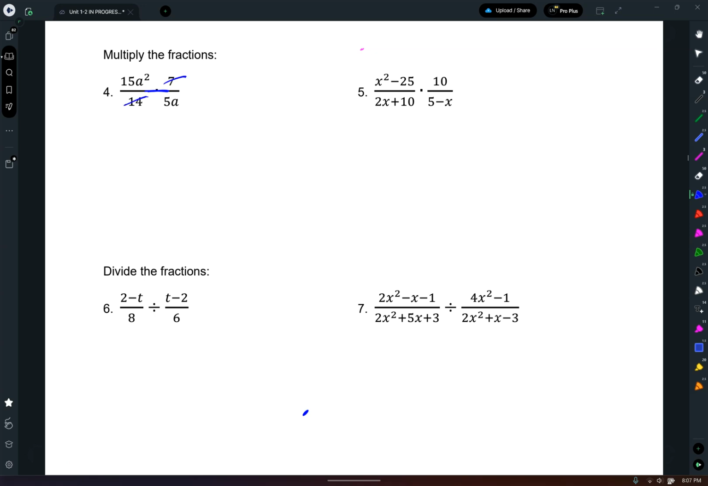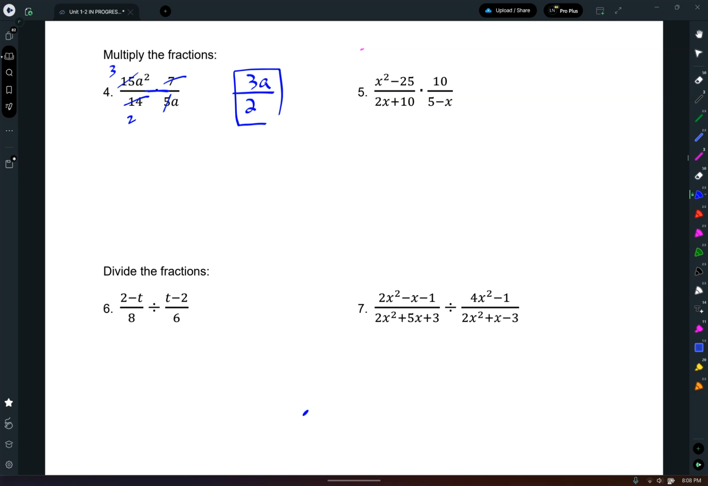All right, so now can I go in and cancel? Well, sure. 7 goes into 14 2 times. 5 goes into 15 3 times. So on top I have 3. On the bottom I have 2. And I still have a squared over a, which leaves me an a on top.